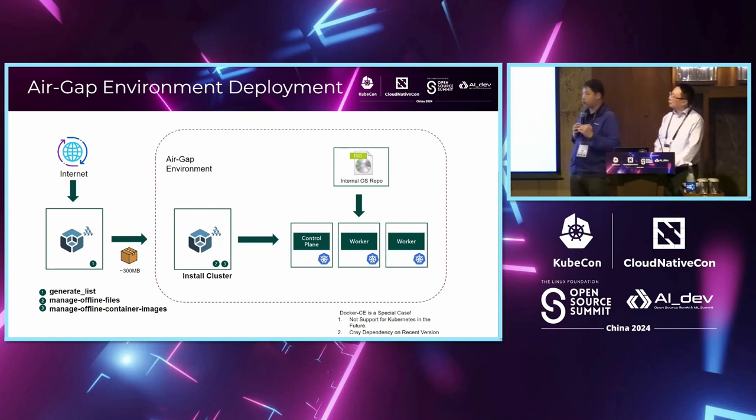Then we use another script to download the files, including the binaries and the images, onto the host. Then we can package it as about 300 megabytes and transfer it into the air gap environment. So we can use the package to install Kubernetes in the air gap environment.